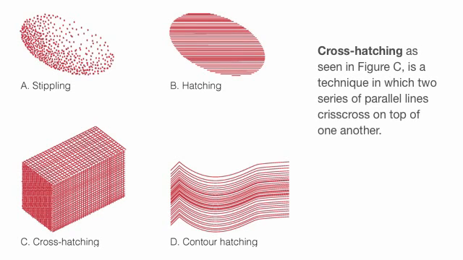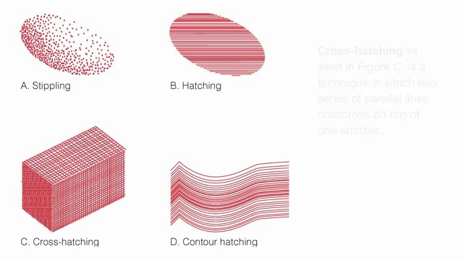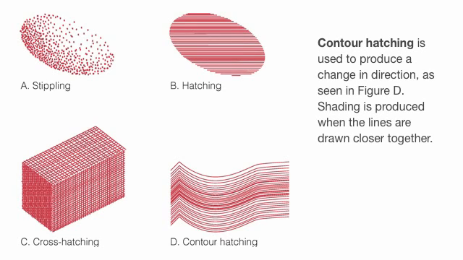Cross-hatching, as seen in Figure C, is a technique in which two series of parallel lines crisscross on top of one another. Contour hatching is used to produce a change in direction, as seen in Figure D. Shading is produced when the lines are drawn closer together. To further illustrate these techniques, let's look at the sketches of a leg.